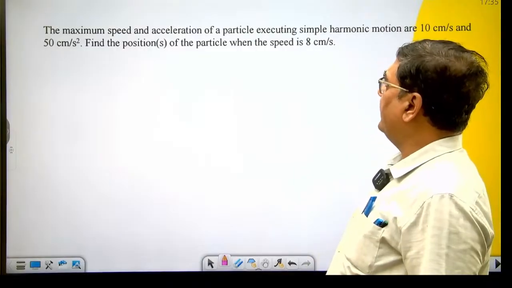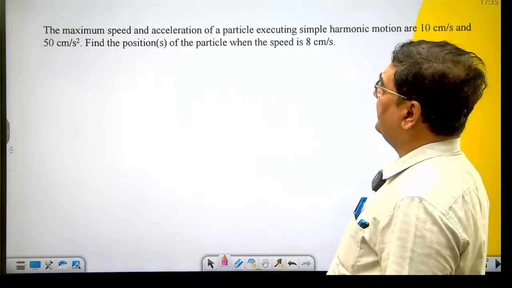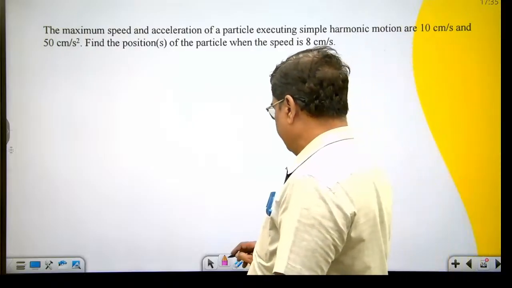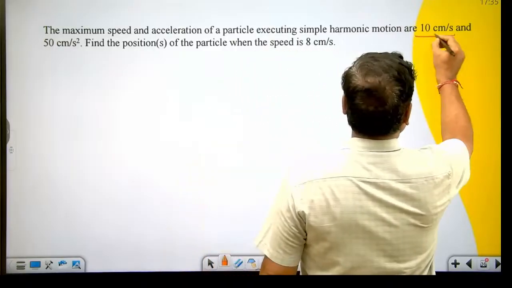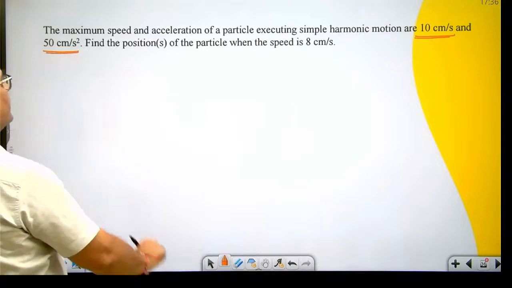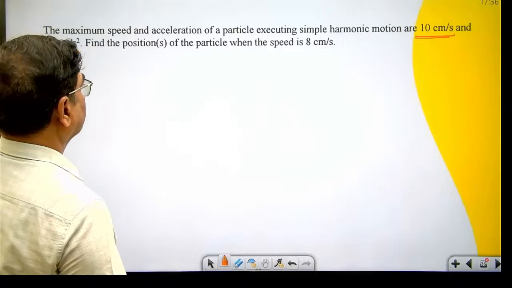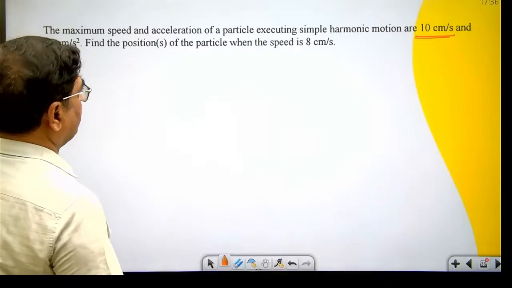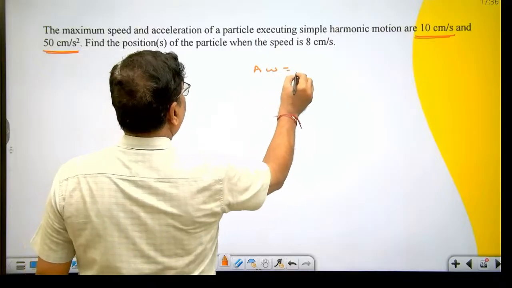The maximum speed and acceleration of a particle executing simple harmonic motion are 10 centimeter per second and 50 centimeter per second square. Find the positions of the particle when the speed is 8 centimeter per second. Dear student, in the question, the maximum speed is 10 centimeter per second and the acceleration is 50 centimeter per second square. The maximum speed formula is A omega, which is 10.